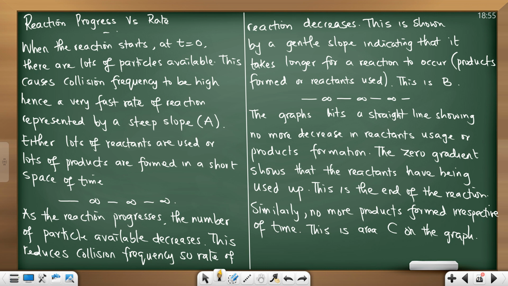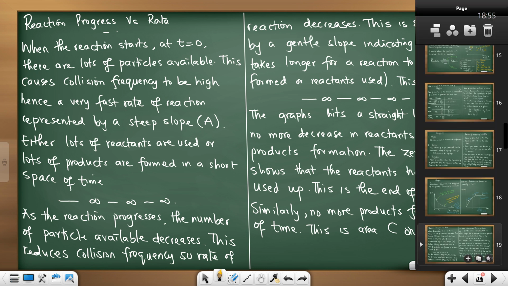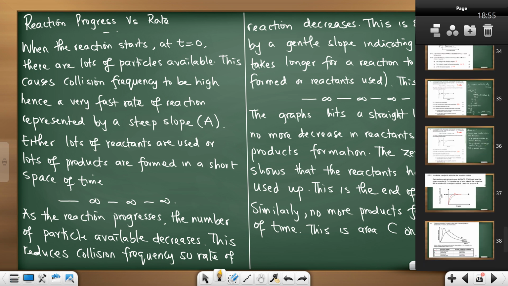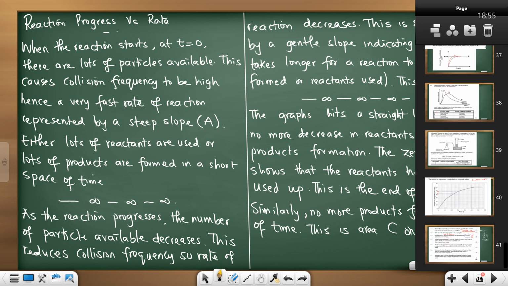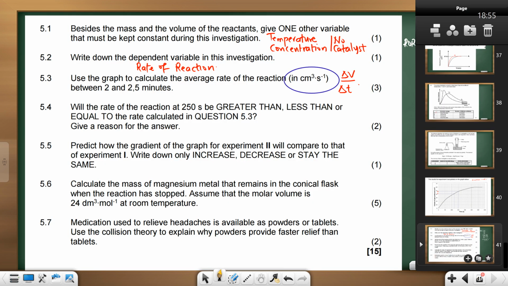As the reaction progresses, the number of particles available does what? Decreases. This reduces collision what? Frequency. So the rate of reaction does what? Decreases. The graph is not becoming as steep as before, even close to the end. So take note. Why is it going to happen? Because fewer particles are now available. The fewer the number of particles, the fewer the number of effective collisions, the slower the rate of reaction.